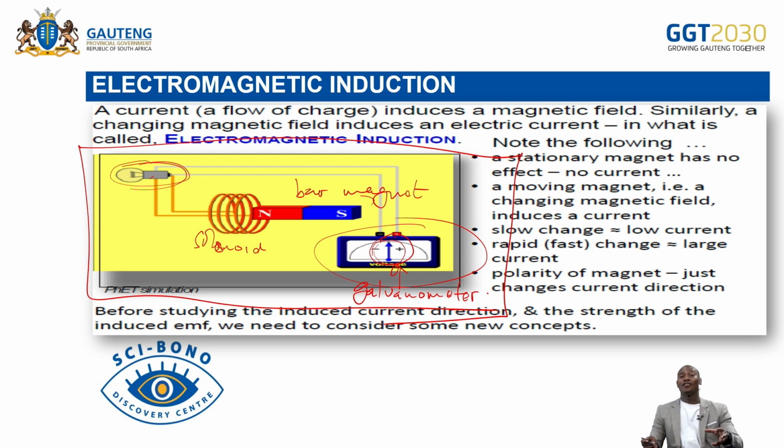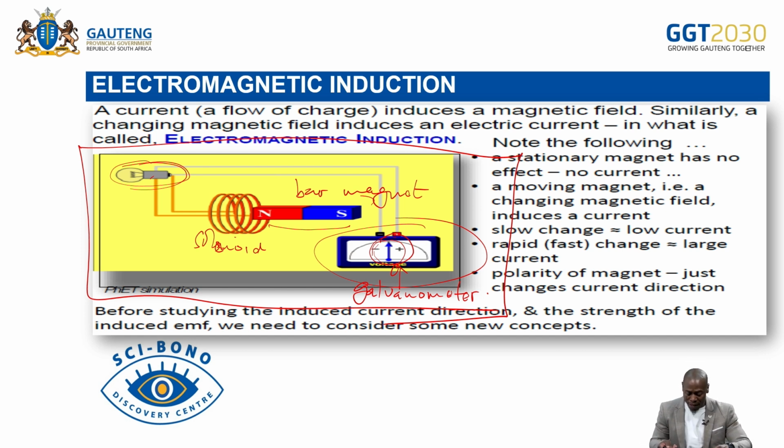What causes that galvanometer needle to deflect? If it deflects, it shows that there is current or potential difference induced in a coil. Initially, if both the coil and the magnet are stationary, nothing is happening and the galvanometer remains as it is. There's no deflection, which shows that if there is no relative motion, current will not be induced in a coil. It is only induced if there is relative movement.